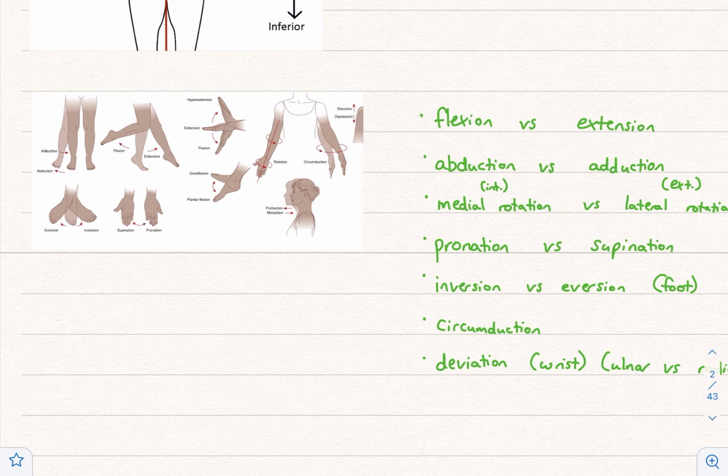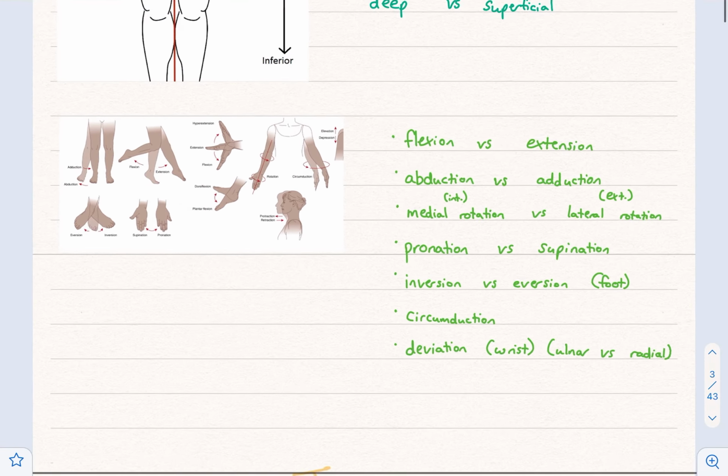Inversion, eversion. This describes movement of the foot. Inversion is when the sole of your foot faces in towards the midline, and eversion, a bit uncomfortable, is when the sole of your foot faces outwards. Circumduction is a combination of many of these different movements. Think of your shoulder joint, which does a whole bunch of movements, moving in a circle.